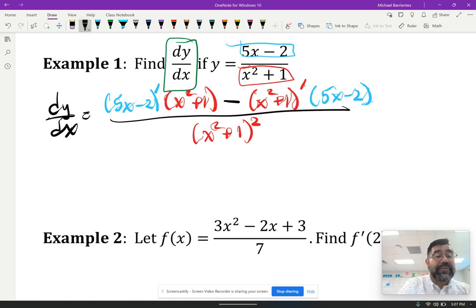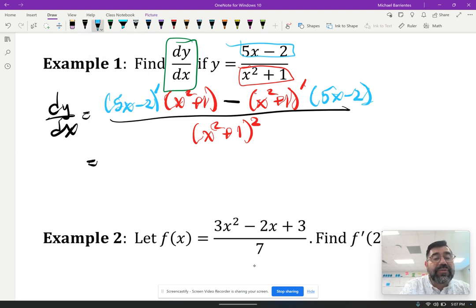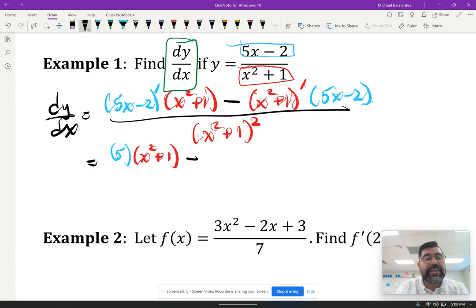All right, so let's start taking derivatives. When I take the derivative of this blue part, the derivative of 5x minus 2, I can take the derivative of 5x, which is 5, minus the derivative of 2. 2 is a constant. Constants never change, so their derivative is 0. And so my derivative of the blue part is just 5, times x squared plus 1, minus the derivative of x squared plus 1. The derivative of x squared would be 2x, plus the derivative of 1, which is 0, so that's gone, times 5x minus 2.